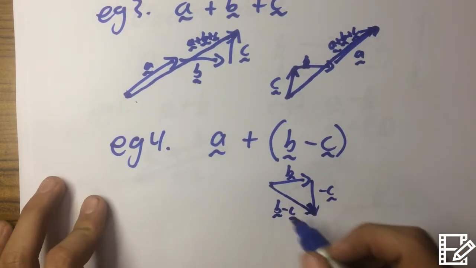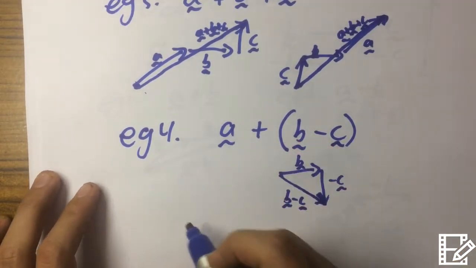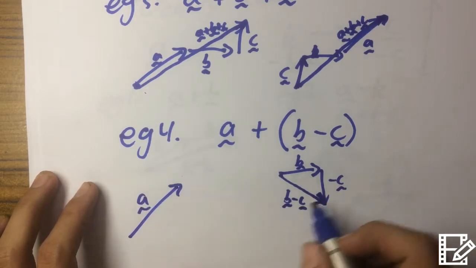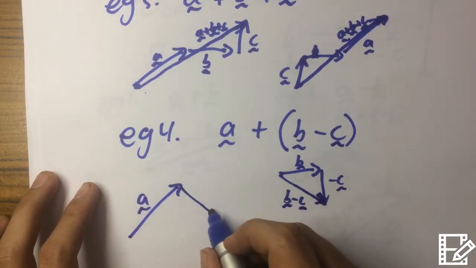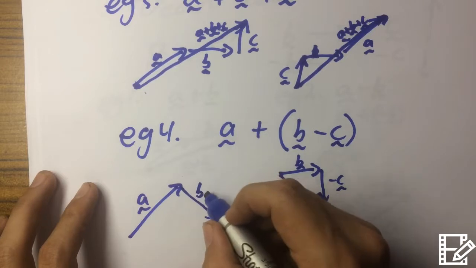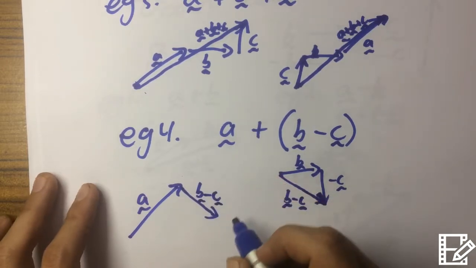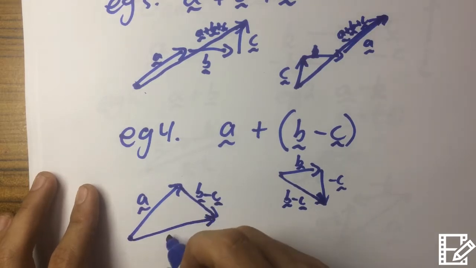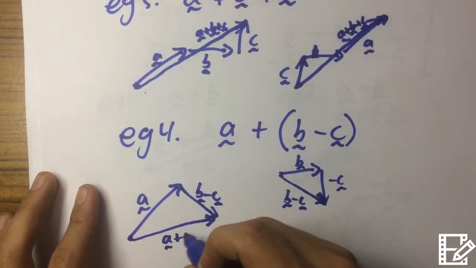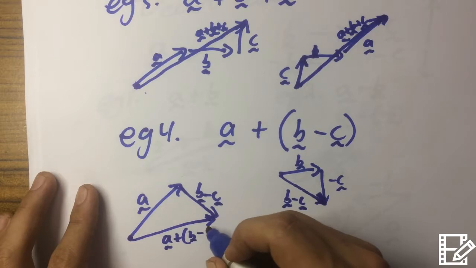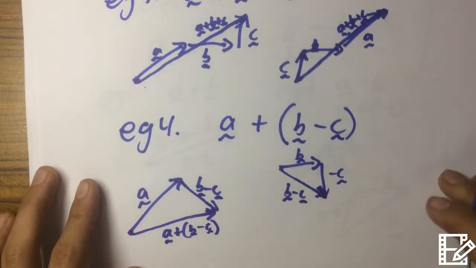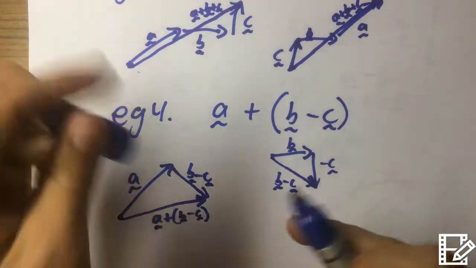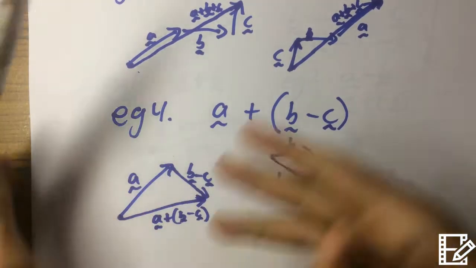Now we take this vector here, and we add it to A. So A comes out to here, and then this one goes down like this, and that's our B minus C. And then we draw the start to the end, and that is our A plus B minus C in brackets. That vector there.